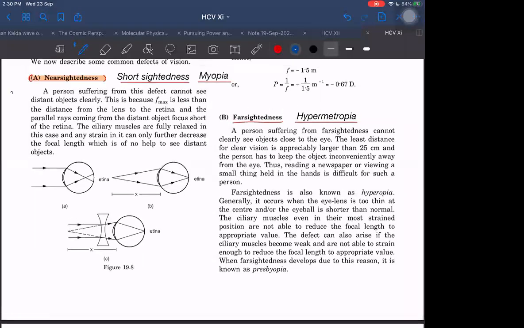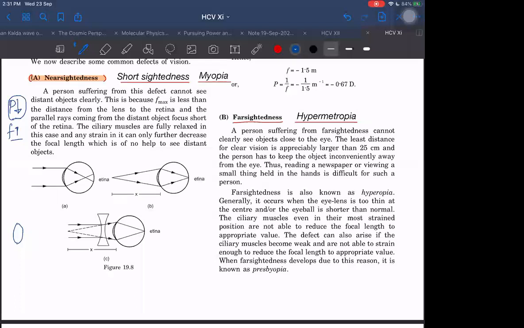As I told you, to see far away, our focal length should become more and power should become less. For seeing far away, the eye will be relaxed. A relaxed eye means it uses less power, or it uses more focal length, right? So for seeing far away, I should have less power. But sometimes the power of our eye permanently becomes more, and we are not able to reduce it.